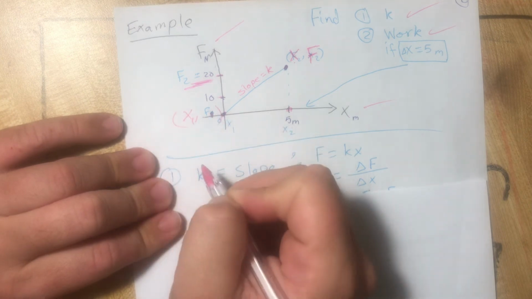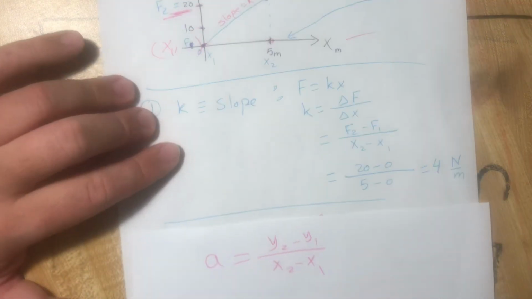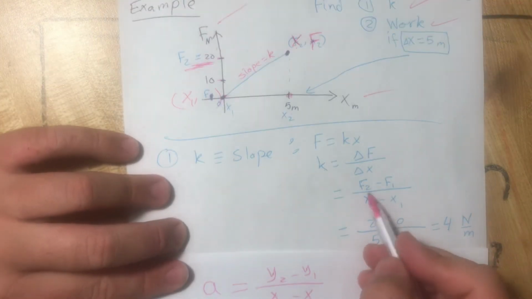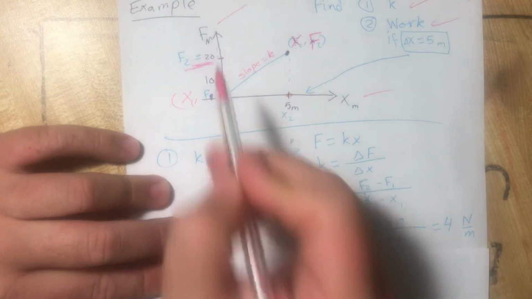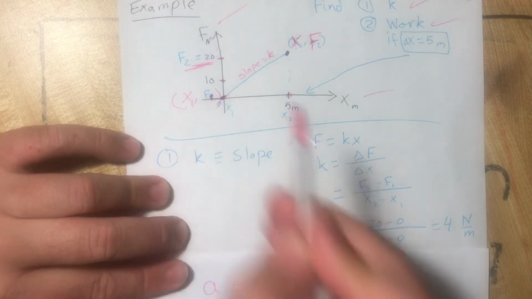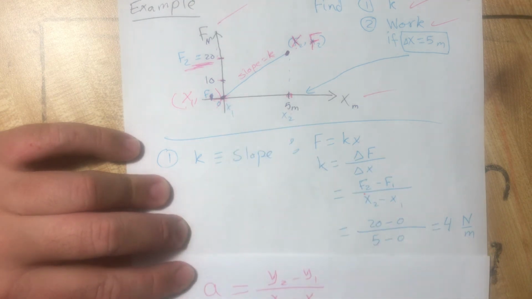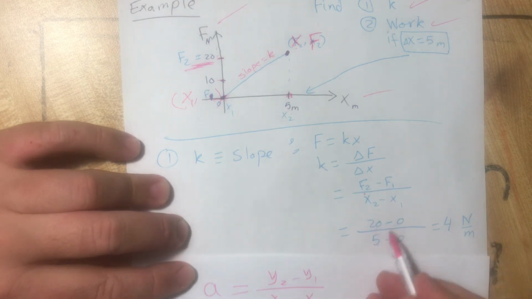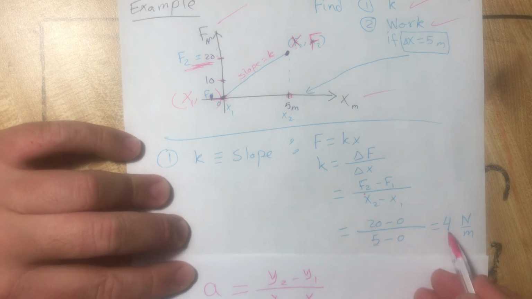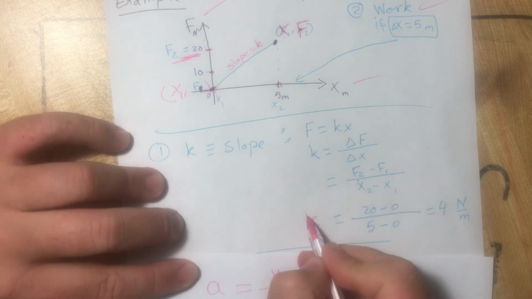So I need to compute the slope for this line. F2 is equal to 20, F1 is equal to 0, x2 is equal to 5, x1 is equal to 0. So the slope is 20 divided by 5, which is equal to 4 newtons per meter. This is the value of k, the spring constant.